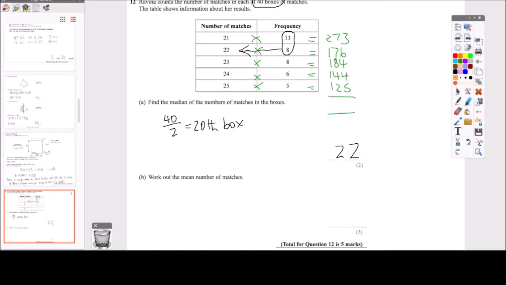So adding up all those matches, we get 273, add 176, add 184, add 144, add 125, which is 902 matches. So 902 matches spread across 40 boxes is 22.55 matches. Now don't simplify that, don't round that, leave it as 22.55.